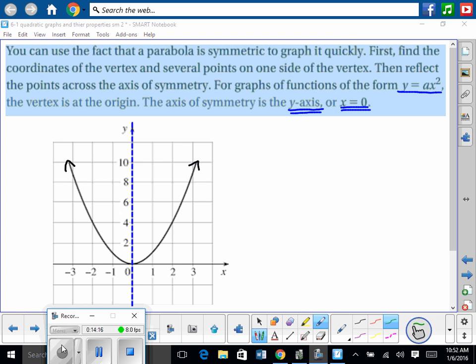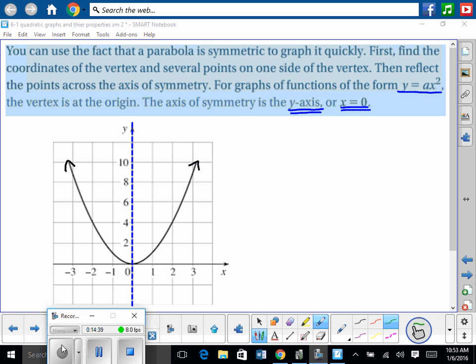Okay, so now we're going to be graphing parabolas. You can use the fact that a parabola is symmetric to graph it quickly. There's a couple different ways we've learned to graph these. This is one way. Because a parabola is symmetric on that axis of symmetry, you can graph it pretty quickly. So these are the steps to graphing a parabola.